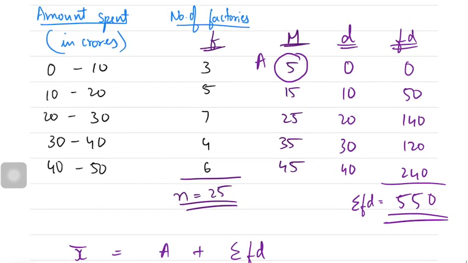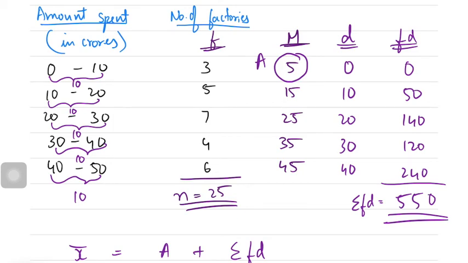Okay. The third method is the step deviation method. You can use the step deviation method only if the width of the class is the same. So here 0 to 10, 10 to 20, 20 to 30, 30 to 40 and 40 to 50. The width is 10 everywhere: 10 minus 0 is 10, 20 minus 10 is 10, 30 minus 20 is 10, 40 minus 30 is 10, 50 minus 40 is 10. So the width is the same. Only if the width is the same can you use the step deviation method.